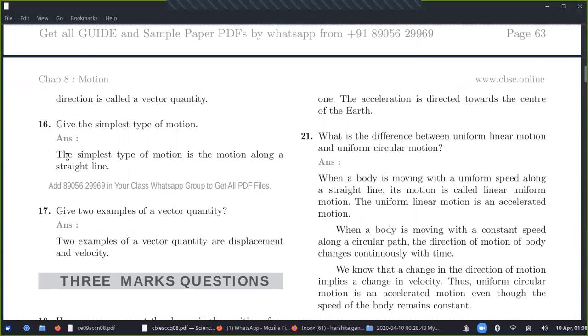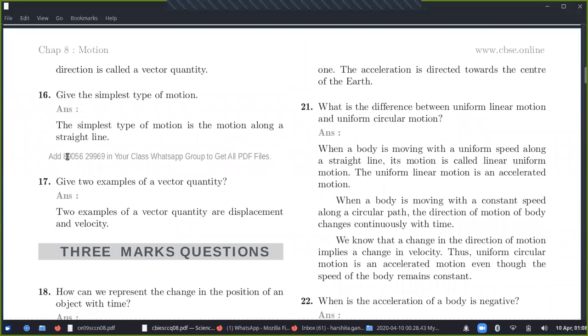The simplest type of motion is the motion along a straight line, all right, which is a uniform motion.